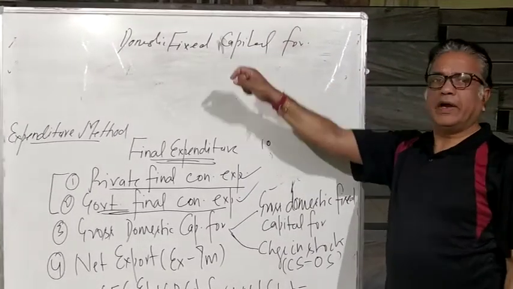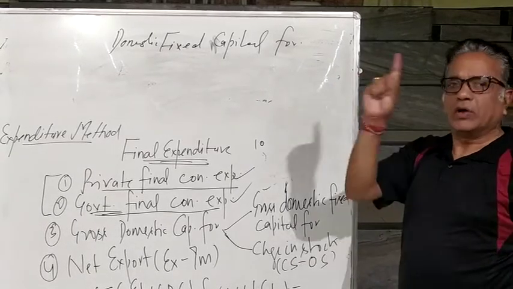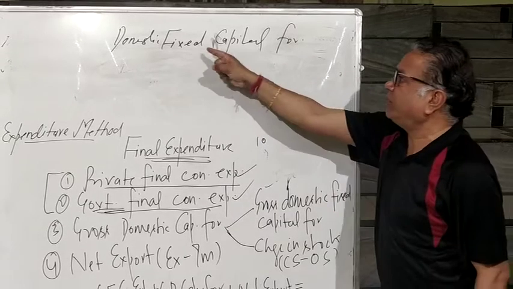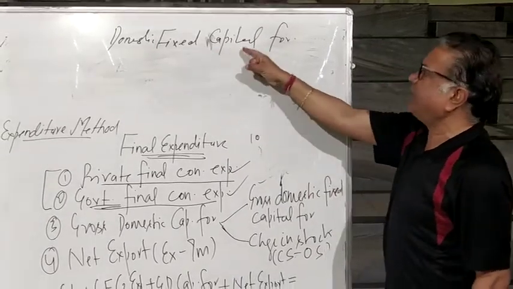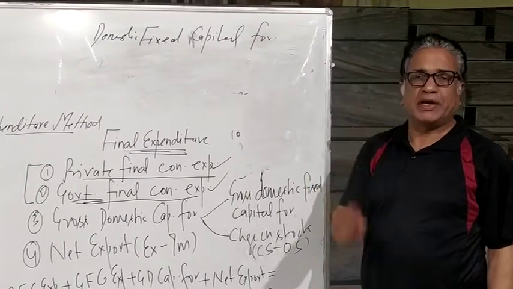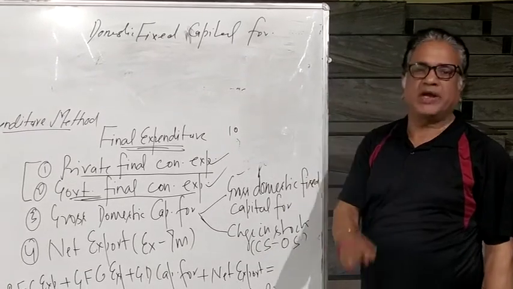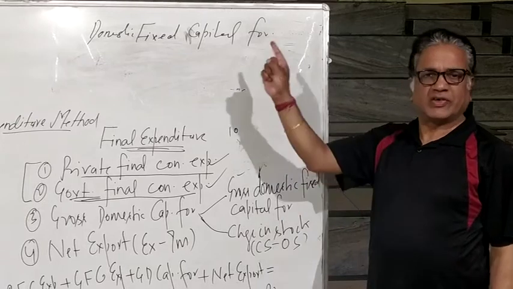Here we calculate producer's expenditure on final goods, the goods which are going to remain fixed. That's why we call it fixed capital formation. So when I am calculating domestic fixed capital formation, I am calculating producer's expenditure on machinery, producer's expenditure on construction of bridges, producer's expenditure on construction of buildings, etc.